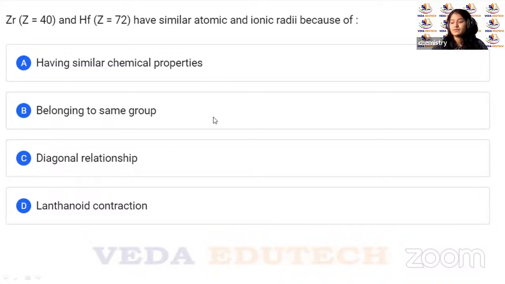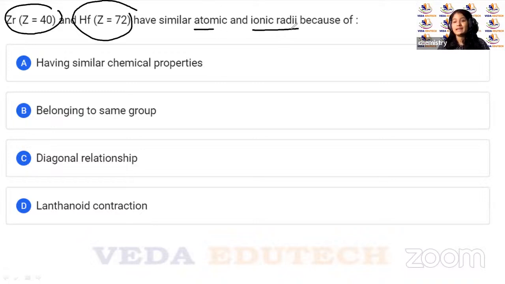Okay, children. So what's given here? It's given here that you are having zirconium and hafnium. Zirconium has atomic number 40 and hafnium 72. So it is asking us why do they have similar atomic and ionic radii?